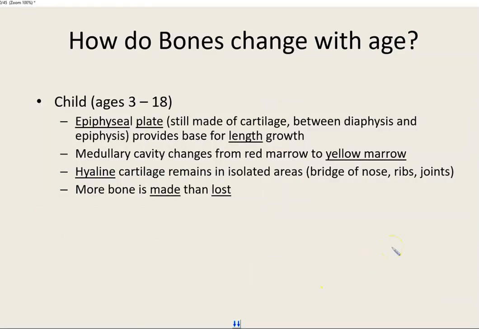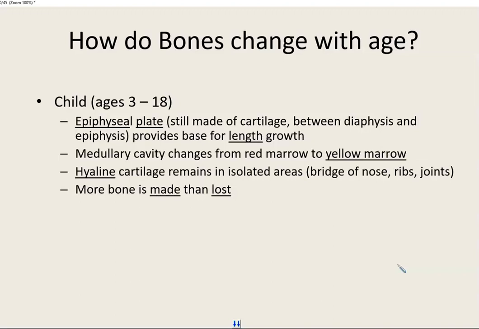From 3 to 18, we are seeing some activity at the plates, and that is where we're going to see the length of your bones going on, and we're going to look at how your bone lengthens in just a minute. And then from 3 to 18 and beyond, your medullary cavity is changing over from the red marrow to the yellow marrow. And then we still have some hyaline cartilage left over. We know at the ends of your bones, we've got the bridge of your nose, your costal cartilage of the ribs, and we're going to see hyaline cartilage at the joints.